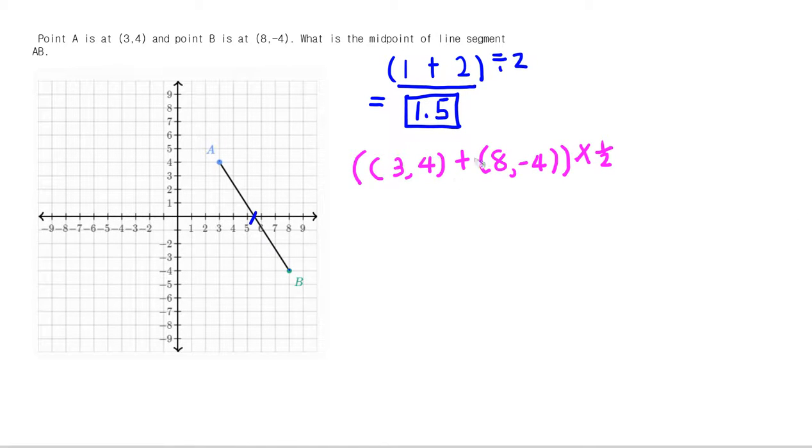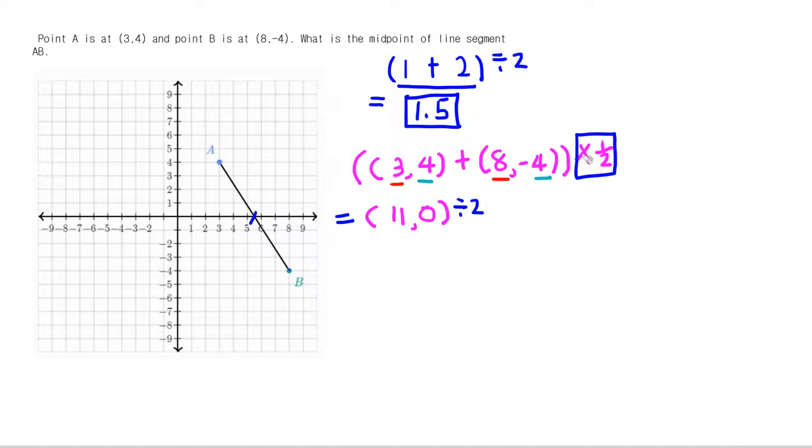So let's do it, but we need to be careful that it is a coordinate, not a single number. That means we can only simplify with like terms, x and y. So this is x and this is x, and we can simplify them together. And this is y and this is y. So it's going to be equal to: 3 plus 8, which is 11, comma, the y value, 4 plus -4, which is 0. Let's keep going, but you need to be careful that there is still times 1 over 2, or divide by 2.